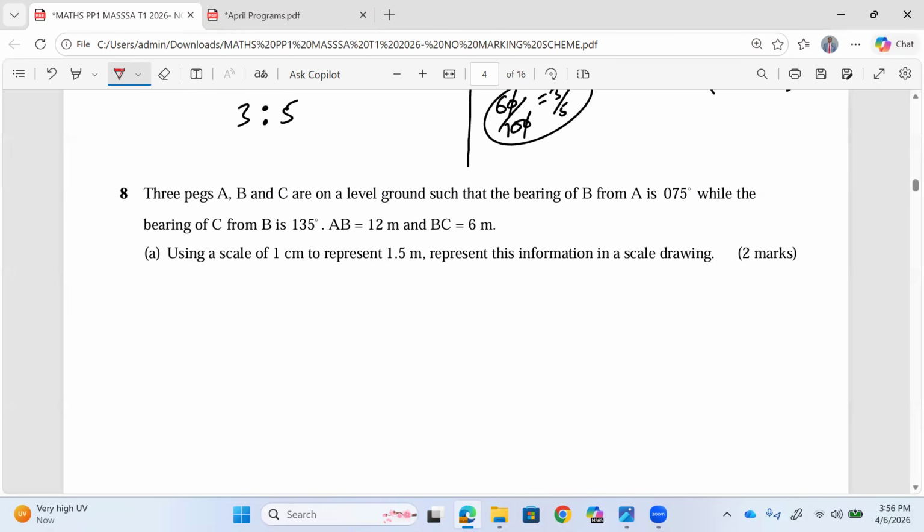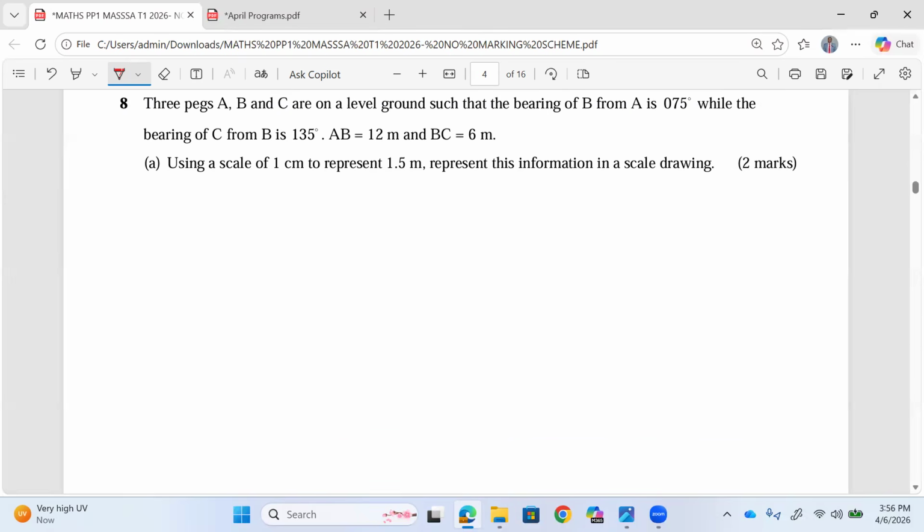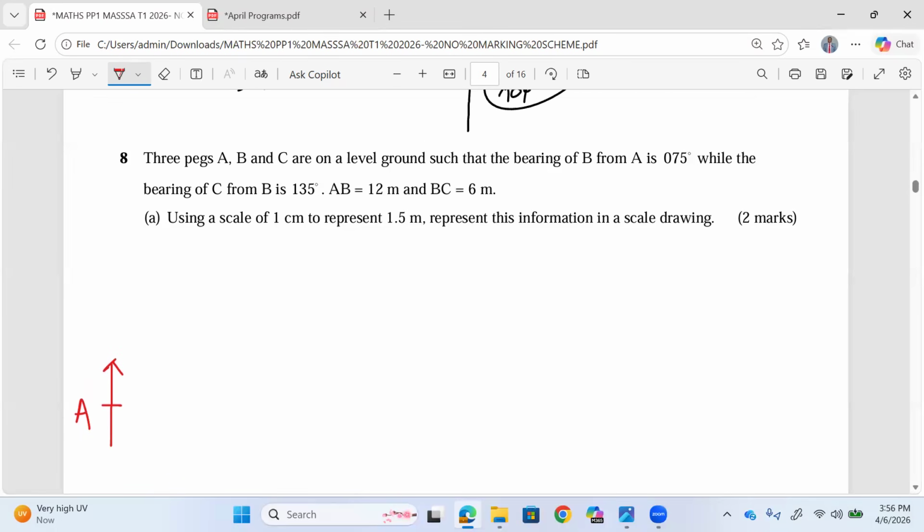Part A, using a scale of 1 centimeter to represent 1.5 meters, represent this information in a scale drawing. So let us look at a suitable diagram that shall help us to represent all this information. So we can identify the compass position here. Allow me to raise a compass here, then I will say that the compass is at A, so that I mark the initial point at A. This is A.